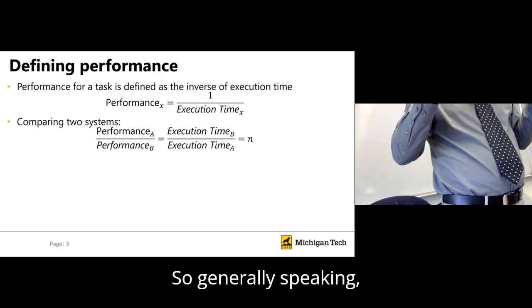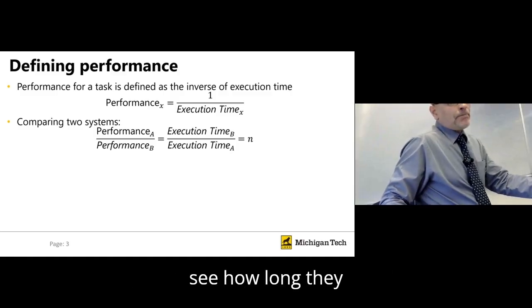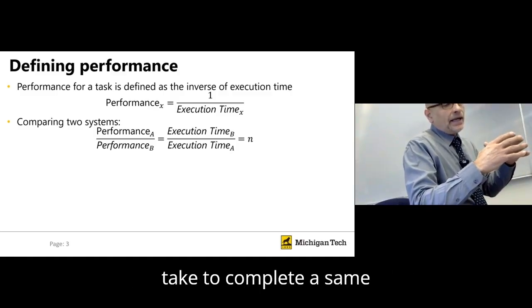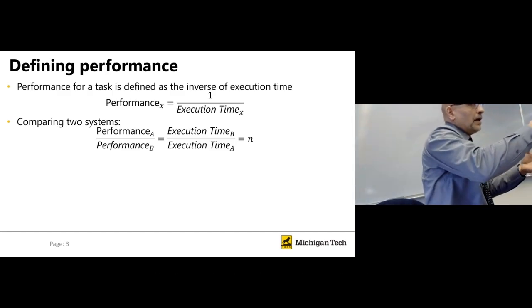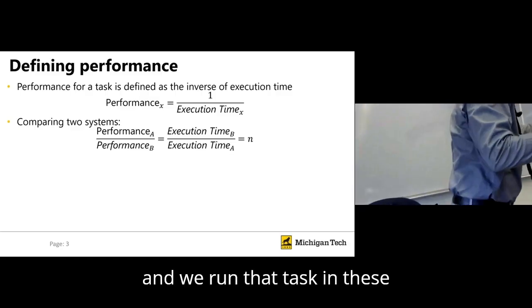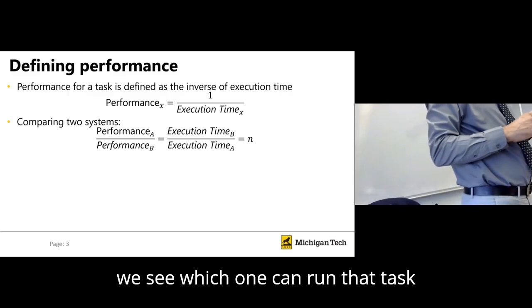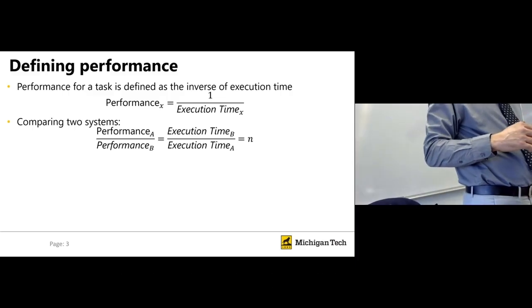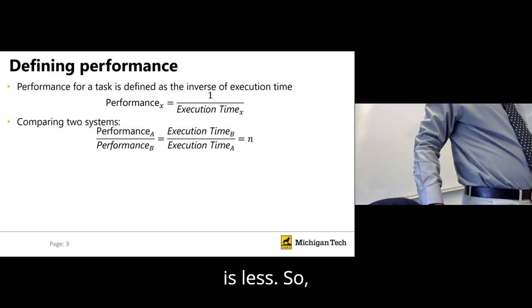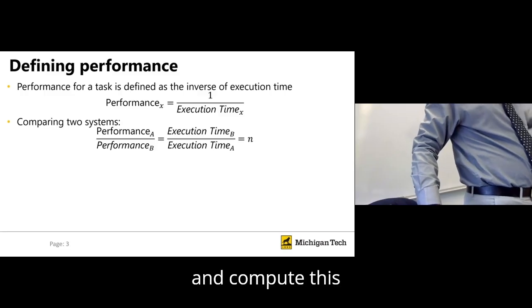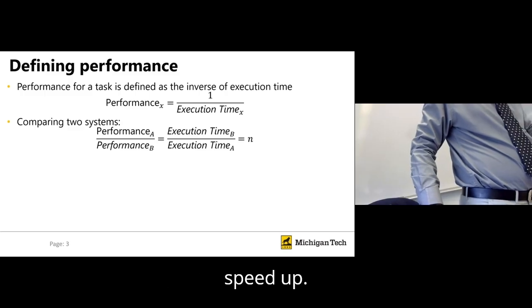Generally speaking, for comparing systems, we need to see how long they take to complete the same task. So we have the same task, and we run that task on these two different systems, for example, and we see which one can run that task faster, meaning its execution time is less. Then we compute this formula to see how much the speedup is.